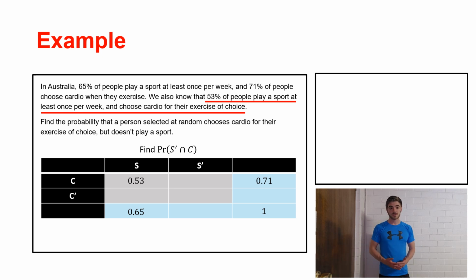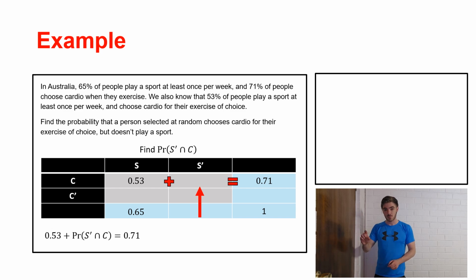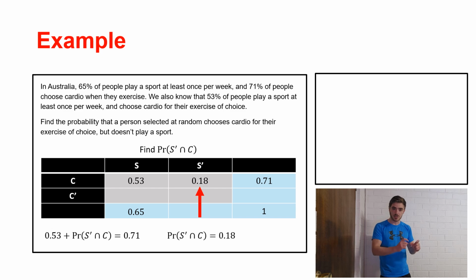From here, we've already filled the table out with all the information provided to us. What we need to do from here is some simple additions or subtractions to get the additional pieces of information that we need to solve the question. In this case, we're looking for the intersection between cardio and not sport. If we look horizontally, we can say that 0.53 plus the intersection that we want needs to add up to give 0.71. So if we just rearrange that equation to get the intersection on its own, we're going to have our answer.